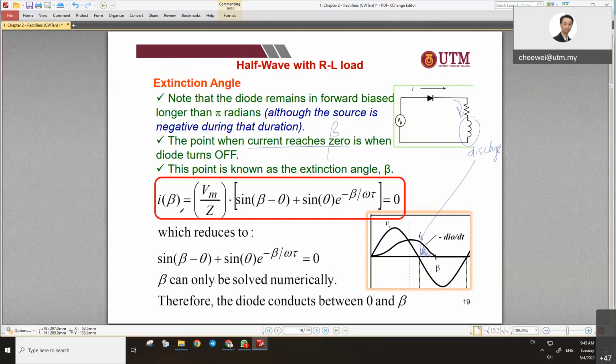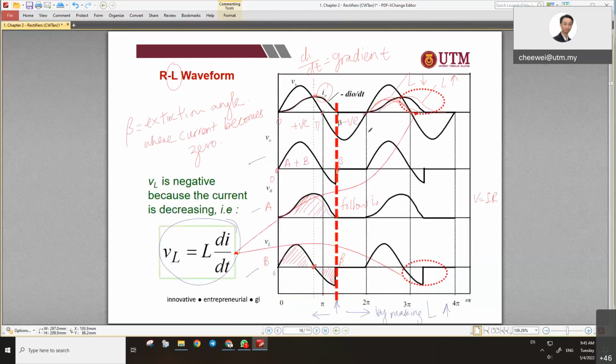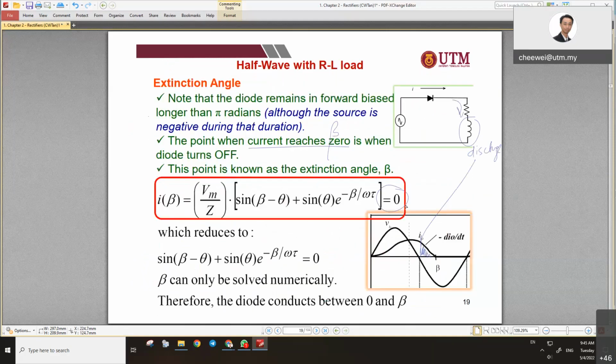So if the equation is given like that, what is beta? You can equate the whole box. This is the equation of the current. If the equation of the current equals zero, that is the point when the current becomes zero. So if you solve that equation equal to zero, you get the beta value. And for sure, beta is not easily calculated, because you have all these parameters inside.